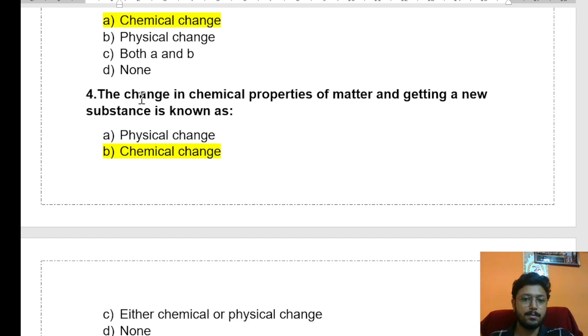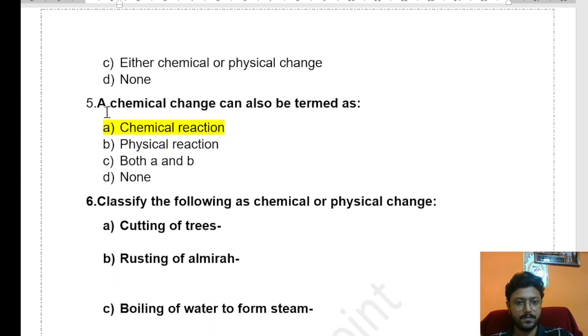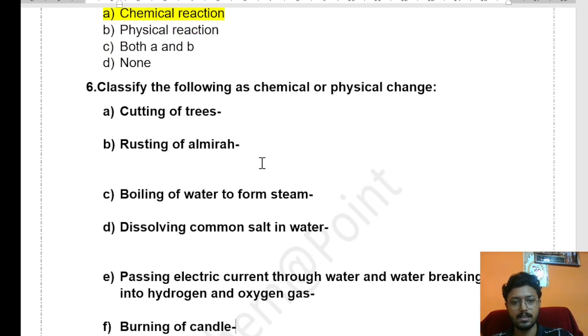So, the chemical change: change in chemical properties of matter and getting a new substance. Definitely it is a chemical change. Do you understand my point? Now move to question number 5. A chemical change can also be termed as: chemical reactions, physical reaction, both A and B, none of these. Dear student, the right answer is chemical reactions. Okay.